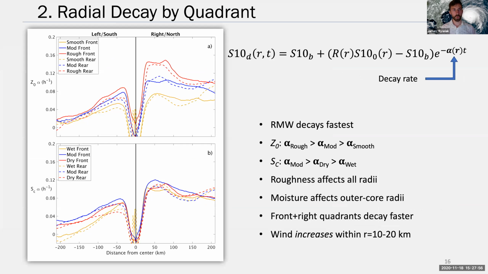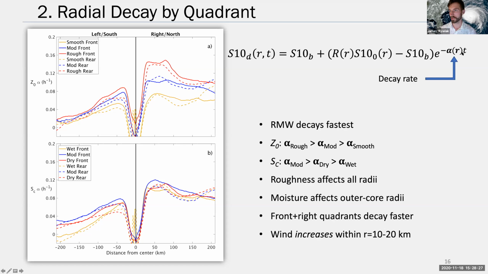So now I wanted to quantify the radial decay by quadrant. So I modified the Kaplan and DeMaria 95 inland decay model. That model mainly only accounts for the intensity of the wind. And what I did was I azimuthally averaged along each storm-relative quadrant for each storm and computed the radial decay as a function of radius.